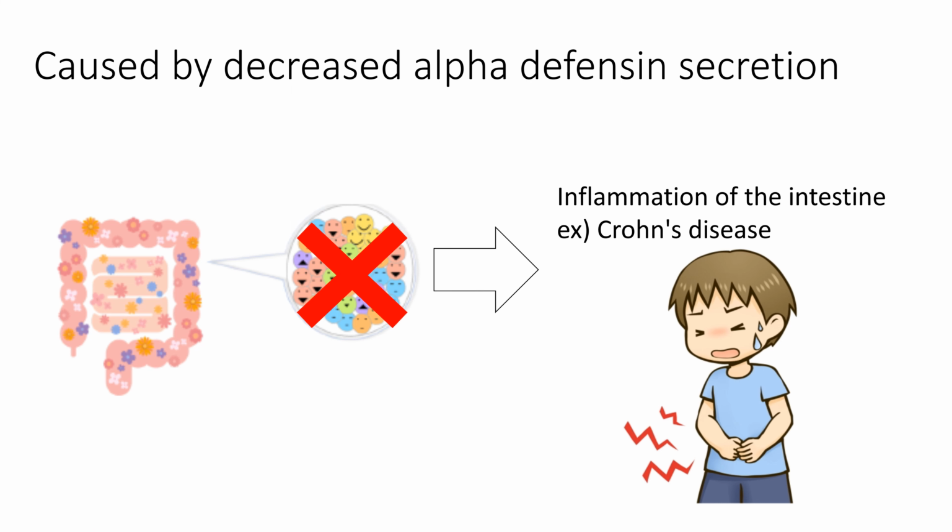Inflammatory bowel disease is a disease in which a person's immune mechanism becomes abnormal and one's own immune cells attack the cells of the intestine. Typical inflammatory bowel diseases include Crohn's disease.